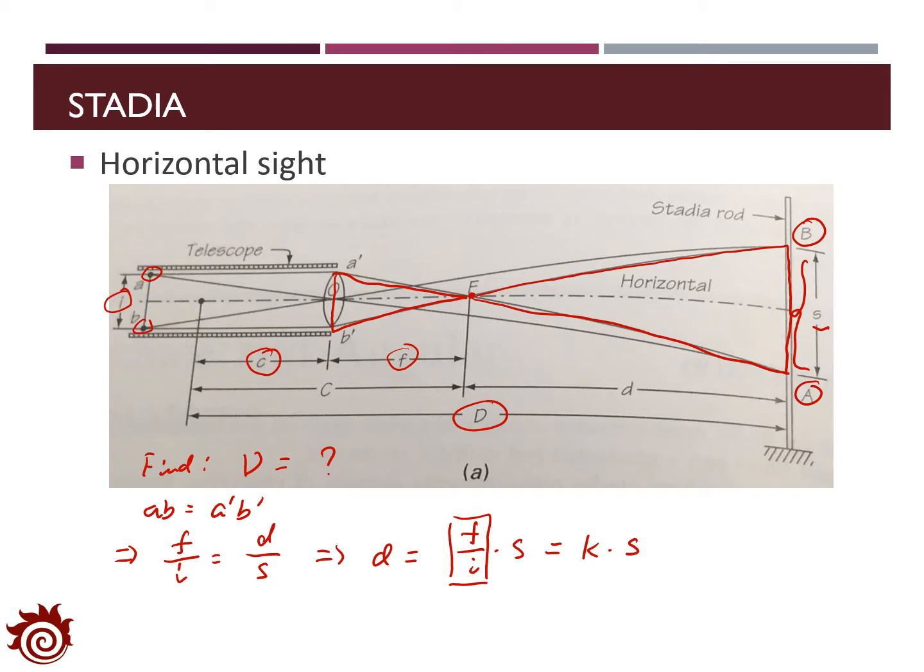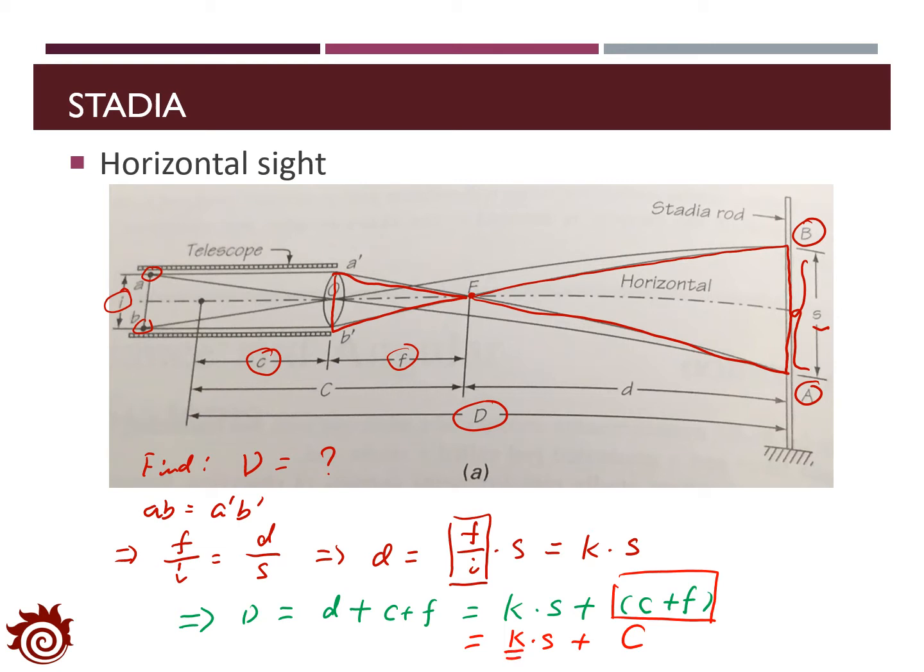And with that, we can get the horizontal distance measured from the instrument to the stadia rod as little d plus c plus f. That is K times s plus c plus f. And we assume that the second part is a constant value. This one is also a feature of the instrument. So based on the given instrument, we know the value of capital K and the value of capital C. And we are able to read the value of s. And with that, we can find out the horizontal distance.